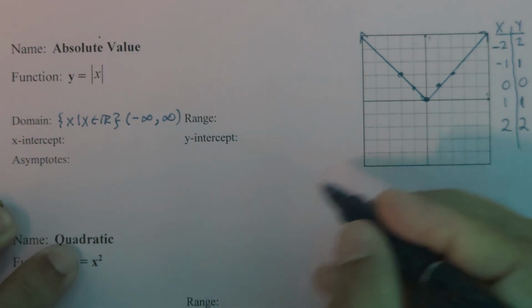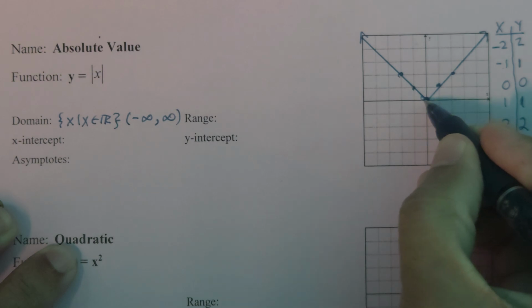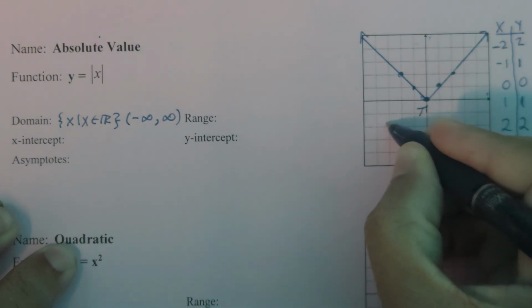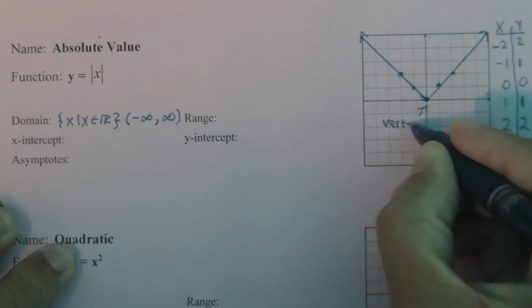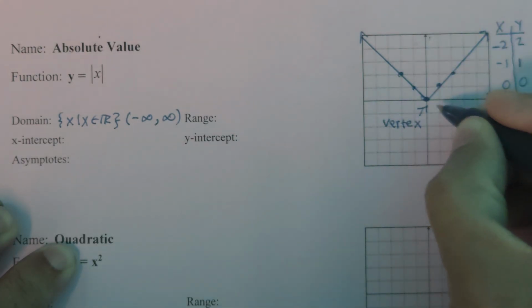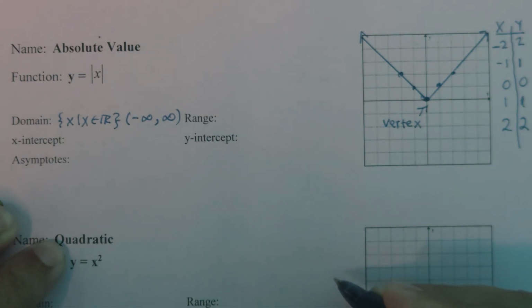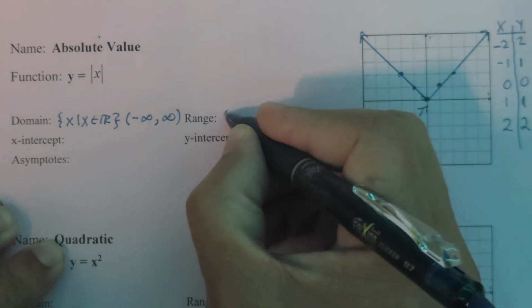The range, however, notice that this has a bottom, which is the vertex of the graph. This graph does have a vertex, and that's where we see the graph pivot. It's coming down and then goes up. So this means we have a minimum.